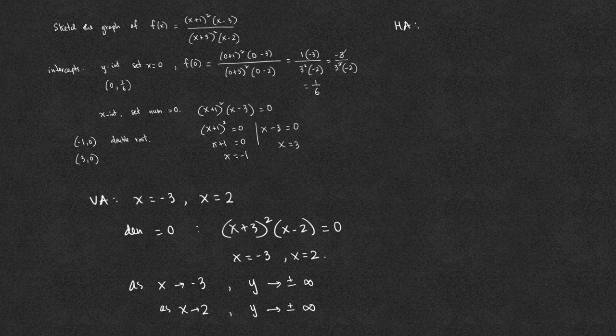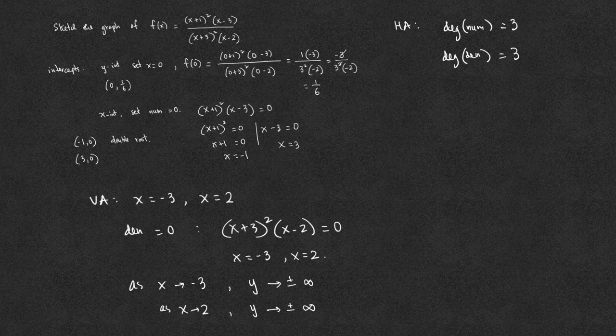Next, we check for the horizontal asymptote. If we were to multiply this out, the numerator has a degree of 3: degree 2 in the first factor and degree 1 in the second factor. And so the degree of the numerator is 3. The degree of the denominator is also 3.